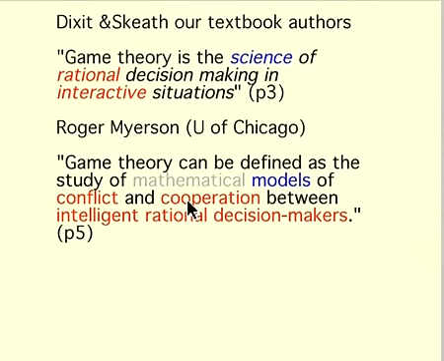Okay. So game theory is the study, or the science, and we're going to think about this term models in a second, of conflict and cooperation between intelligent, rational decision makers. Now, what Myerson adds to what Dixit and Skeath have said is intelligent and rational.